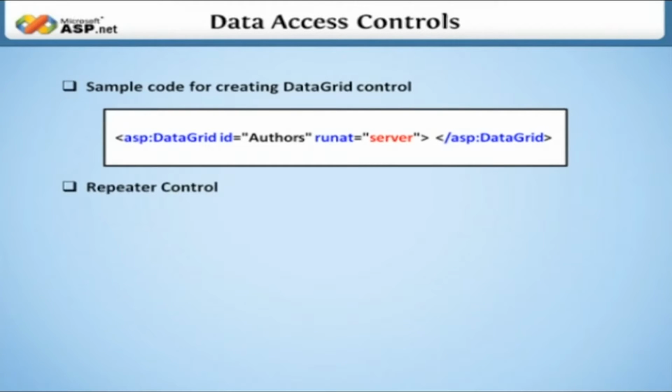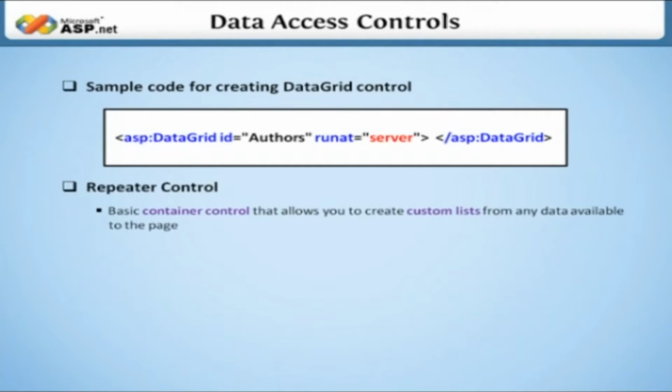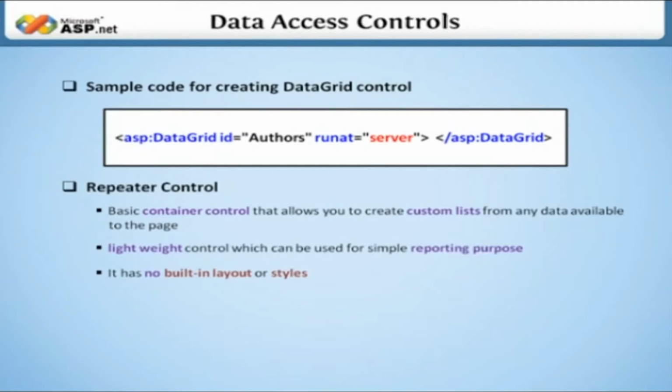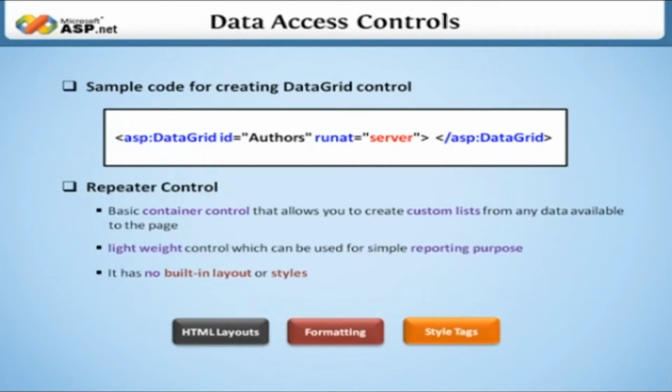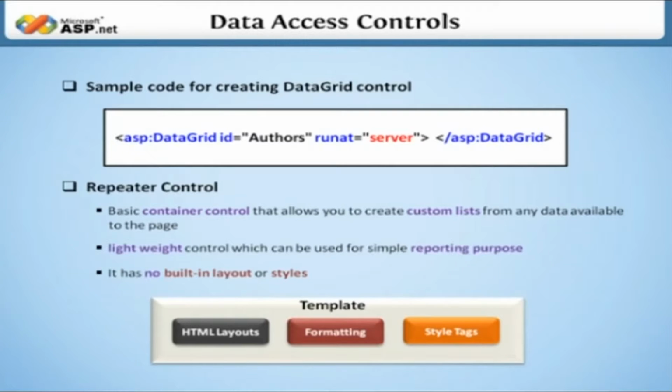Repeater control. The ASP.NET repeater is a basic container control that allows you to create custom lists from any data available to the page. It's a lightweight control which can be used for simple reporting purpose. Repeater control provides limited level of data editing or selecting capabilities. It has no built-in layout or style, so you must explicitly declare all HTML layout, formatting, and style tags within the control's templates. For customizing the behavior of this control, you have to use the built-in templates.